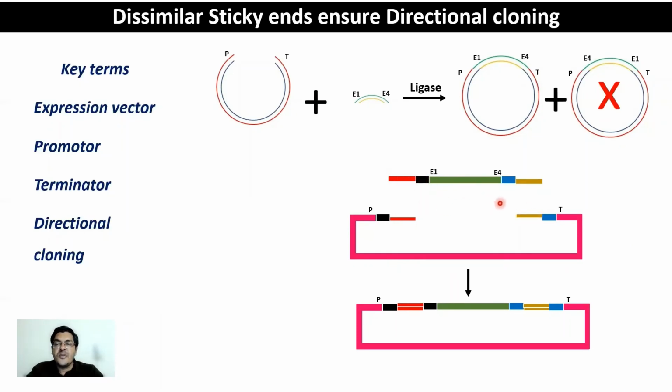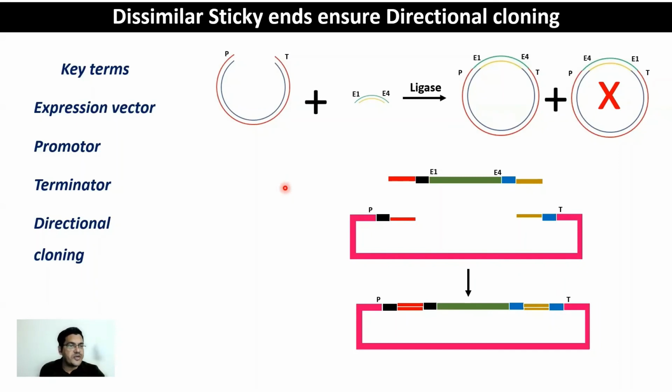So therefore, the only orientation in which the two can bind stably and then allow the ligase to form the phosphodiester bond is this orientation, where both the overhangs correspond to each other. This allows for directional cloning a lot more easily, and this favors this type of vector-insert interaction. So this is what is your directional cloning. Directional cloning is important for expression of proteins, as I've already told you.